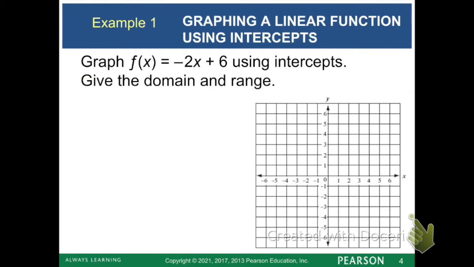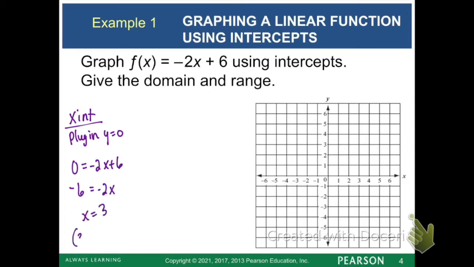Example 1, we're going to graph f of x equals negative 2x plus 6 using intercepts. We're also going to give the domain and the range. So to graph using intercepts, it's going to be as simple as plugging in 0 for x and seeing what our y-intercept is, and plugging in 0 for y and seeing what our x-intercept is. So let's start with finding our x-intercept first. To do this, we're going to plug in 0 for our y value and solve. So my x-intercept is at the point 3, 0.